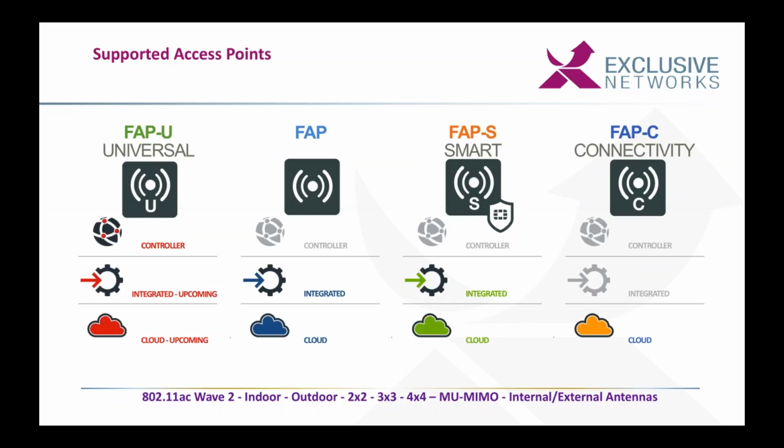There's the FAP-S, which is the smart AP. This one we just mentioned, so it's integrated, and it can also be in the cloud, and it gives us the added functionality of being able to do web filtering, block botnets, AV, and so on and so forth. And then there's the FAP-C, which is basically just cloud connectivity.